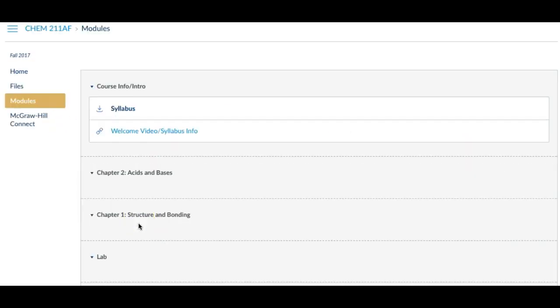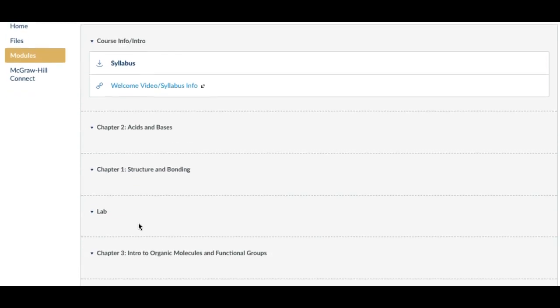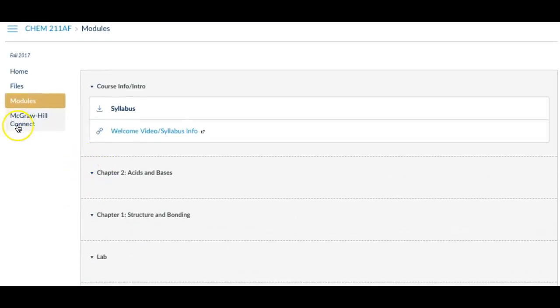The other important tab is going to be modules. So it's going to be arranged by chapter. We'll also have a lab module, so I'll continue to fill in that information and you can take a look at that. And then we also have a link to Connect, so you can log in directly from Canvas.